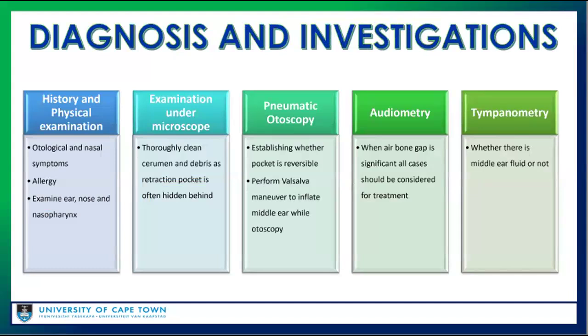Looking at the diagnosis and investigations for a retraction pocket, this depends on the history and physical examination. One must take a proper otological and nasal symptom history, find out if there's allergy, and examine the ear, nose, and nasopharynx. One must then examine under the microscope and thoroughly clean cerumen and debris that can be found in the retraction pocket to find what is hidden behind. One can also make use of the endoscope in order to appreciate the extent of the retraction pocket. A pneumatic otoscope is vital in order to establish whether the retraction pocket is reversible.